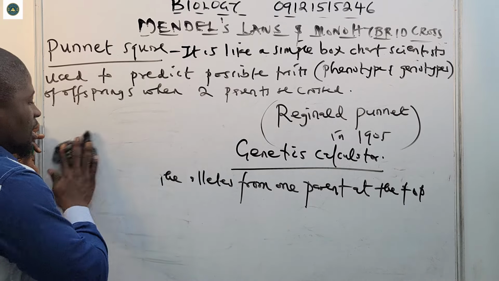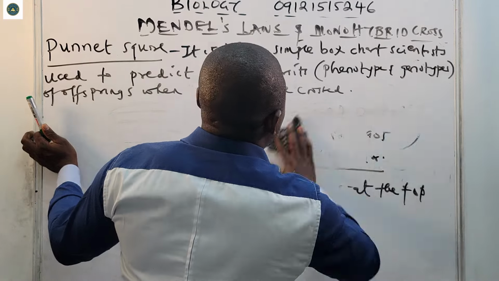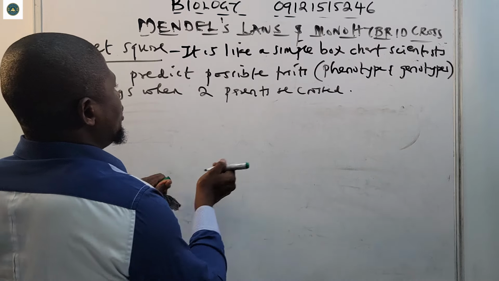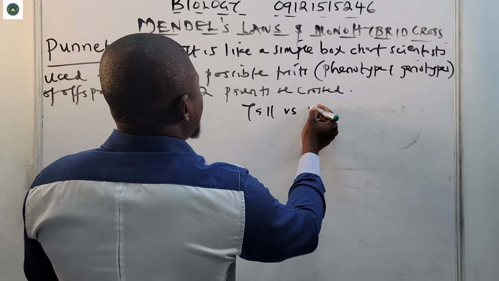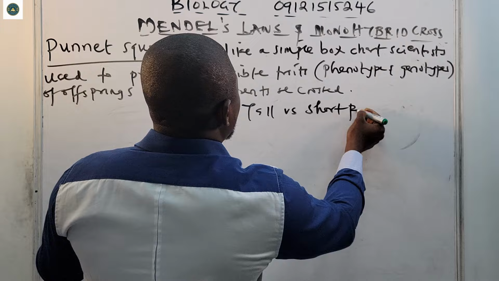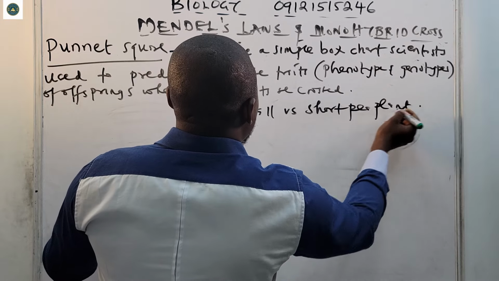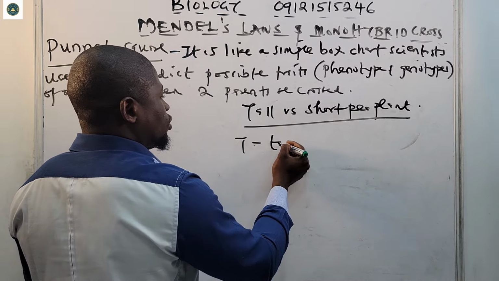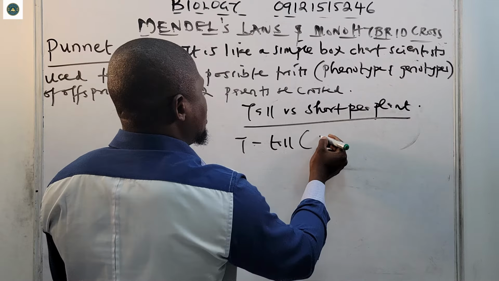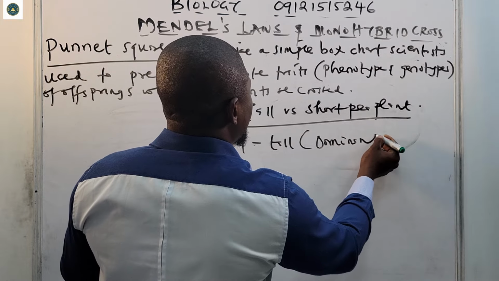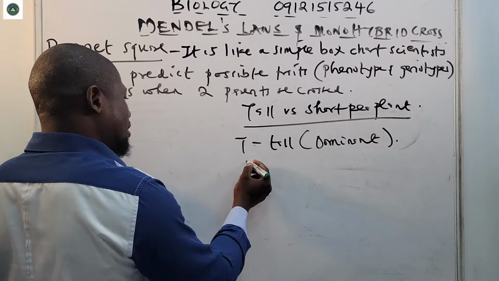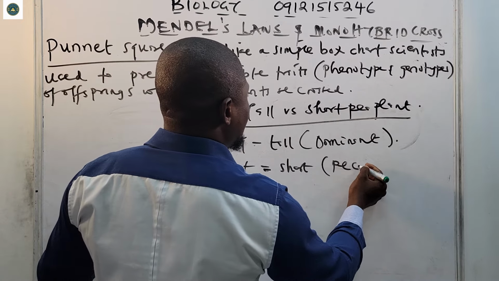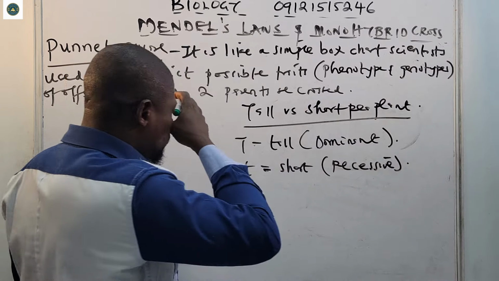Let's say we have a tall versus a short pea plant. We know that capital letter T stands for tall, and it is the dominant trait. Then we have small letter t, which stands for short, and this one is the recessive. Okay, so we know this already.